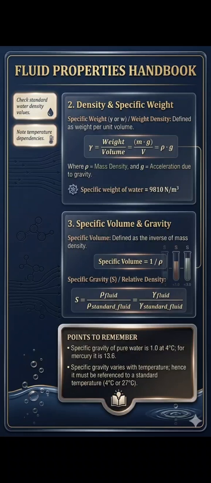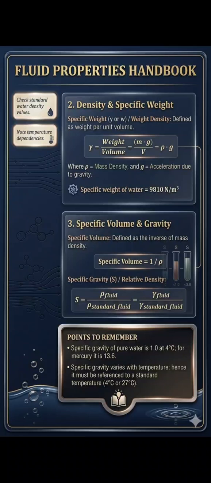Specific volume and gravity. Specific volume is defined as the inverse of mass density. This is the reciprocal of density. Specific gravity or relative density is equal to density of fluid by density of standard fluid. Specific gravity of pure water is 1 at 4 degrees Celsius. For mercury, it is 13.6.